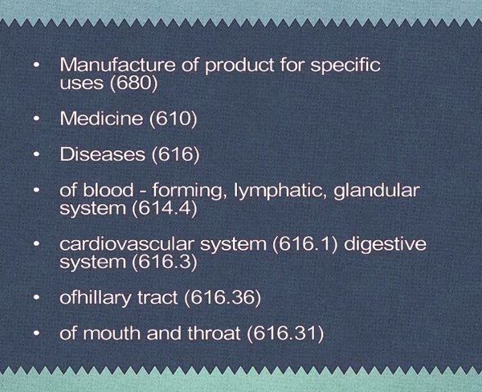of blood forming lymphatic glandular system, 614.4, cardiovascular system 616.1, digestive system 616.3, of biliary tract 616.36, of mouth and throat 616.31. This type of catalogue must have an alphabetical index of specific subject for its successful operation.